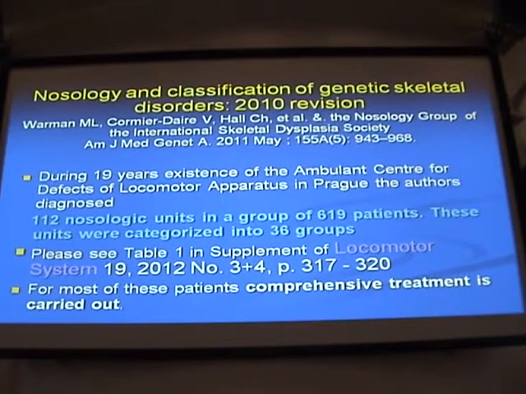During the 19 years of existence of the Ambulance Center for Defects of Locomotor Apparatus, we diagnosed 112 nosologic units in a group of 619 patients. These units were categorized into 36 groups. You can look at the cohort of our patients in the journal Locomotor System. It is written in a text file.